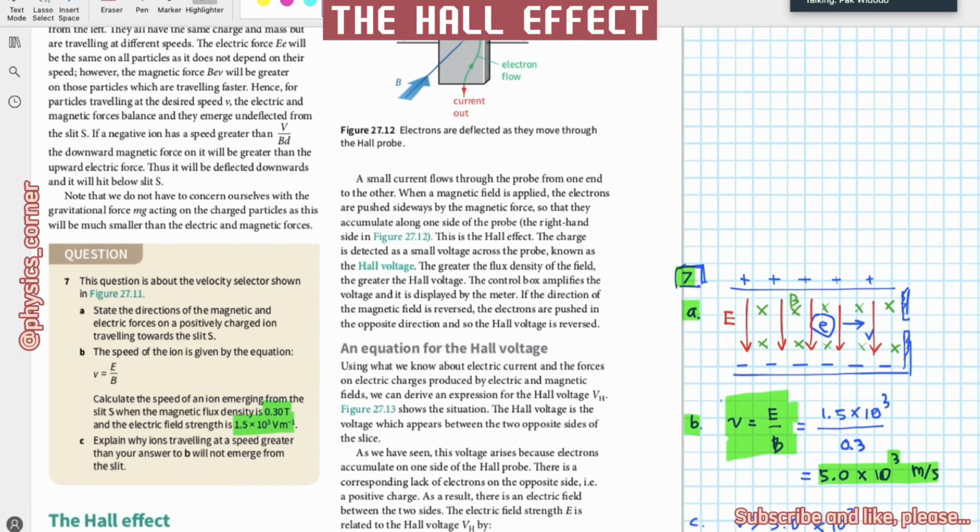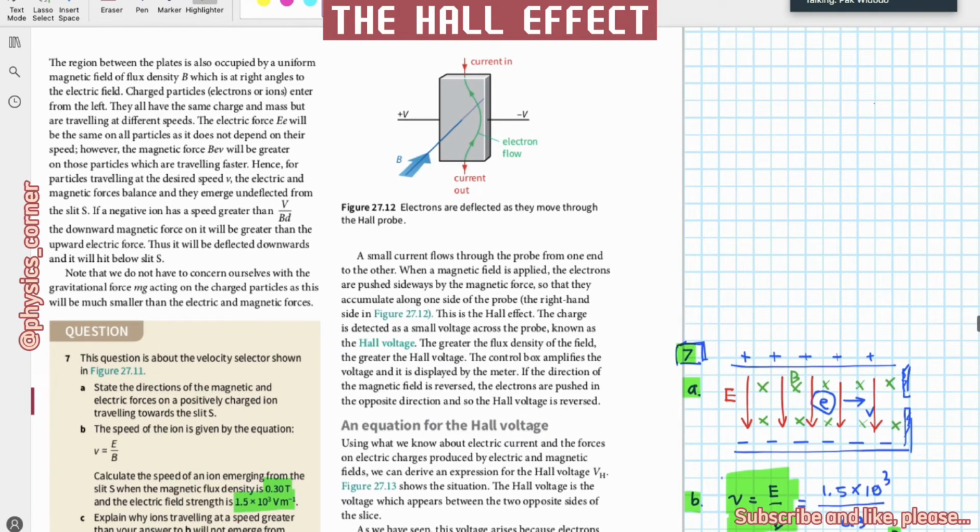Okay, like that. A small current flows through the probe from one end to the other. When the magnetic field is applied, the electrons are pushed sideways by the magnetic force, so that they accumulate along one side of the probe, the right hand side in figure 27.12. That is where we use the right hand rule, the one about FBI: direction of force, magnetic field, and current. Then this is the Hall effect. Yeah, it is called the Hall effect.